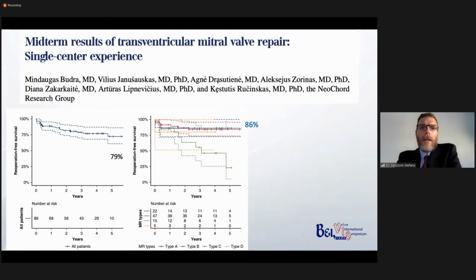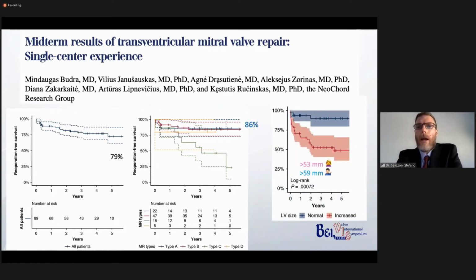An important thing that they demonstrate in this study, that we all know also from the COAPT trial and the French MR that we just saw, is that left ventricle dimensions are very important. In those patients in which we have normal left ventricle size, we have very good results. In those with increased diameters, we have really fair results. And the cutoff is 53 millimeters for women and 59 millimeters for men.